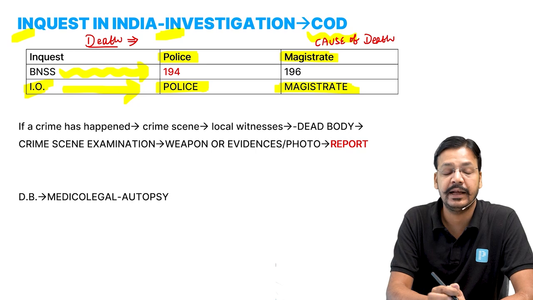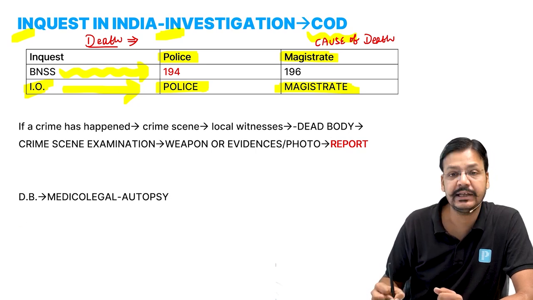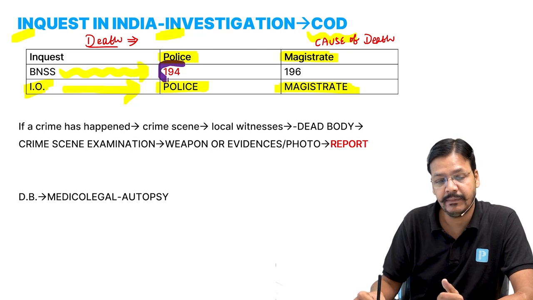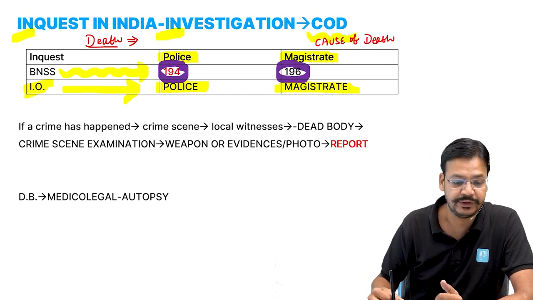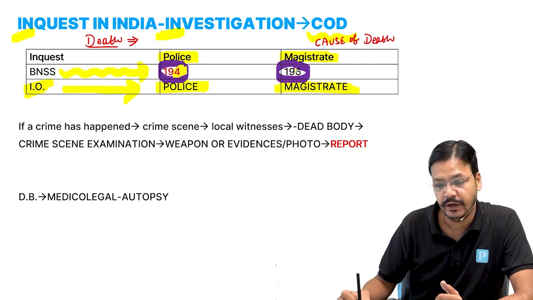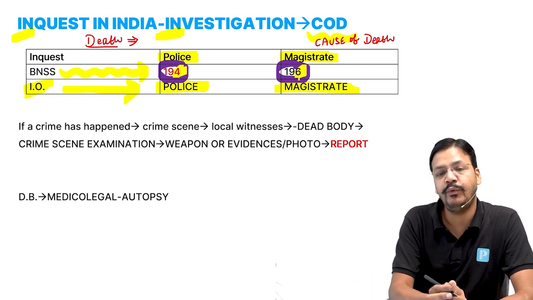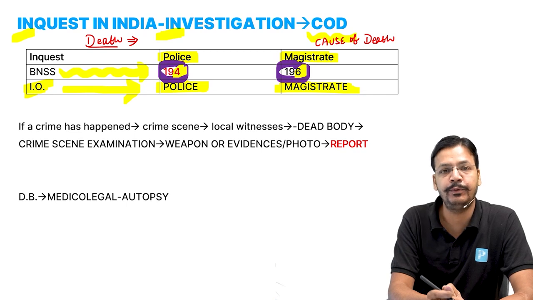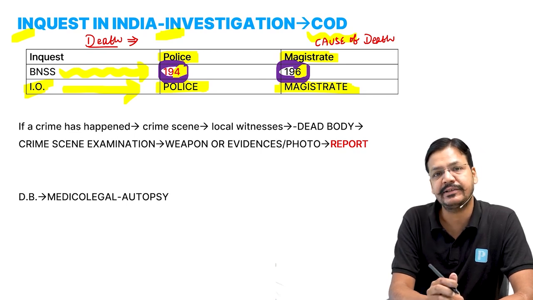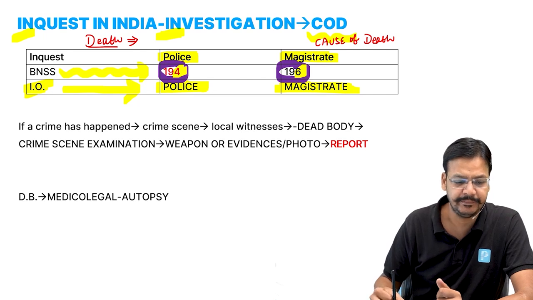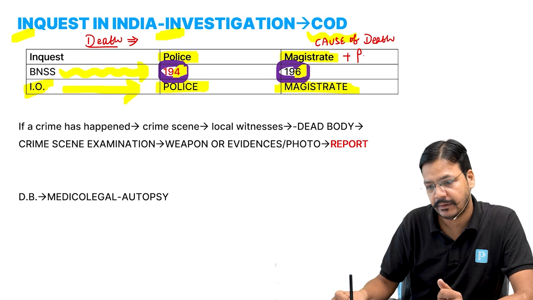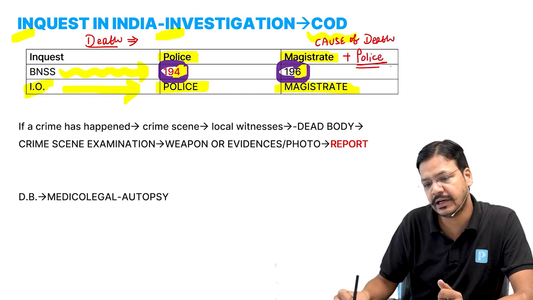And how to remember the BNSS sections of police inquest and magistrate inquest? Police marti hai chauka, magistrate marta hai chakka. That's a very simple trick. If you want to see the BNSS, for police inquest it is 194, for magistrate inquest it is 196. 194 for police inquest, magistrate inquest is 196. So the investigating officer is police or magistrate. You have to remember one thing: in magistrate inquest, along with the magistrate, police are also helpers.